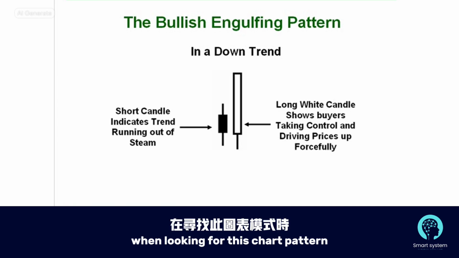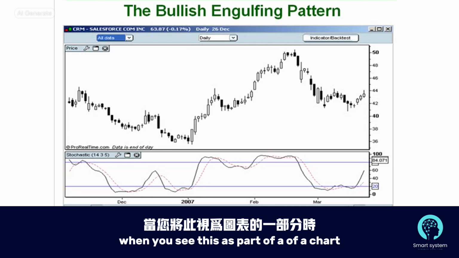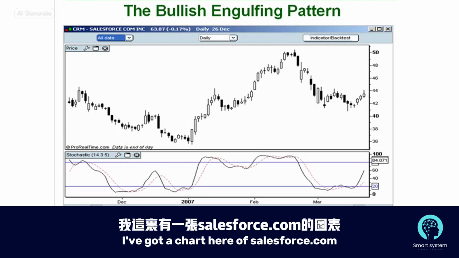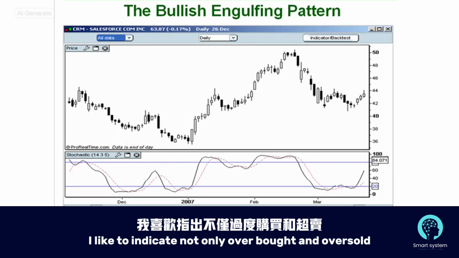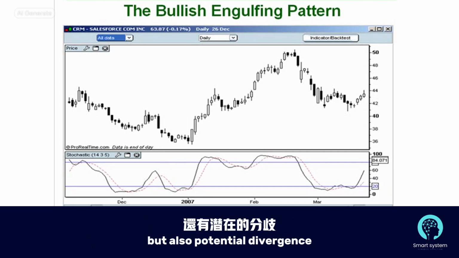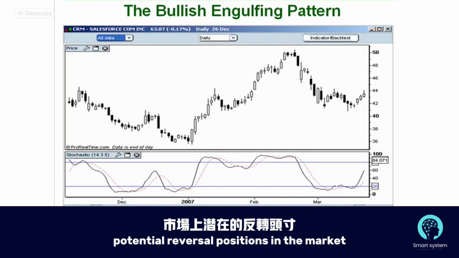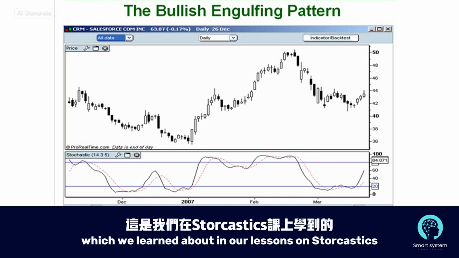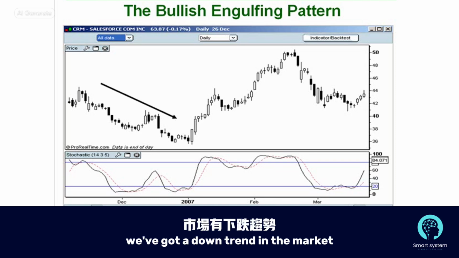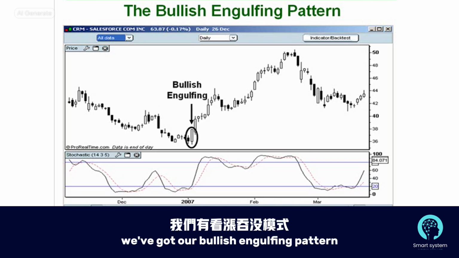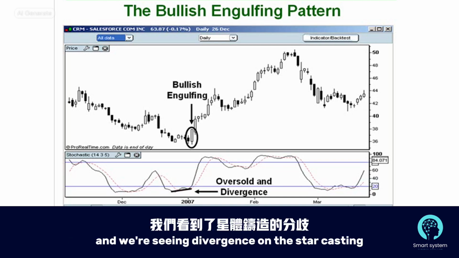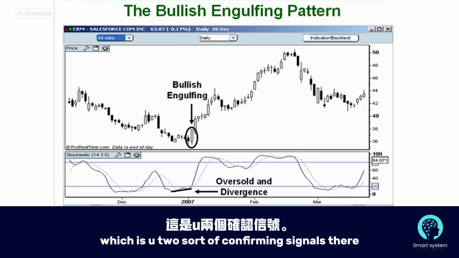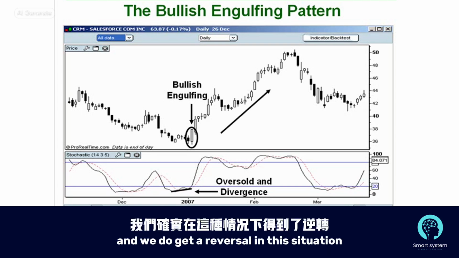When looking for this chart pattern, it's a little more self-explanatory when you see it as part of a chart. I've got a chart here of Salesforce.com with the stochastic, which I like to use to indicate not only overbought and oversold, but also potential divergence, and therefore potential reversal positions in the market, which we learned about in our lessons on stochastics. So you can see here, we've got a downtrend in the market, we've got our bullish engulfing pattern, and we also have a situation where the market is oversold. And we're seeing divergence on the stochastic, which is sort of confirming the signals there. And we do get a reversal in this situation.